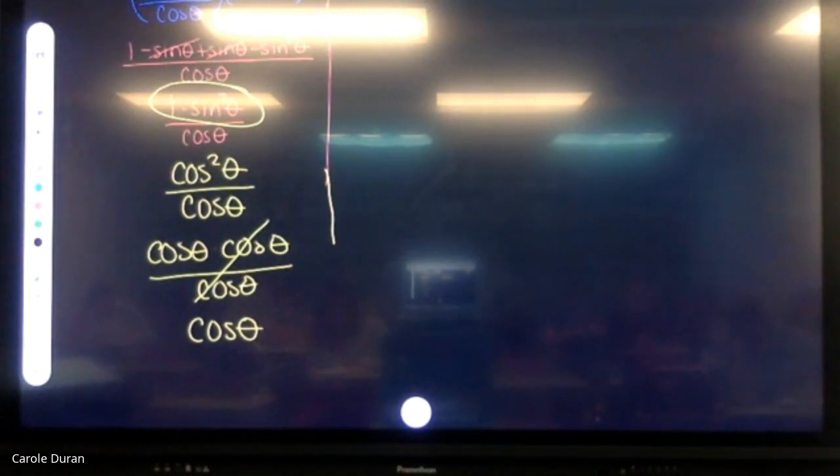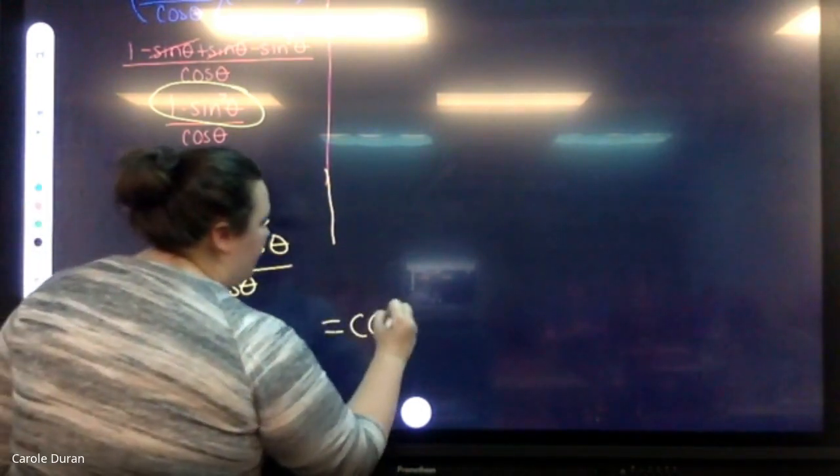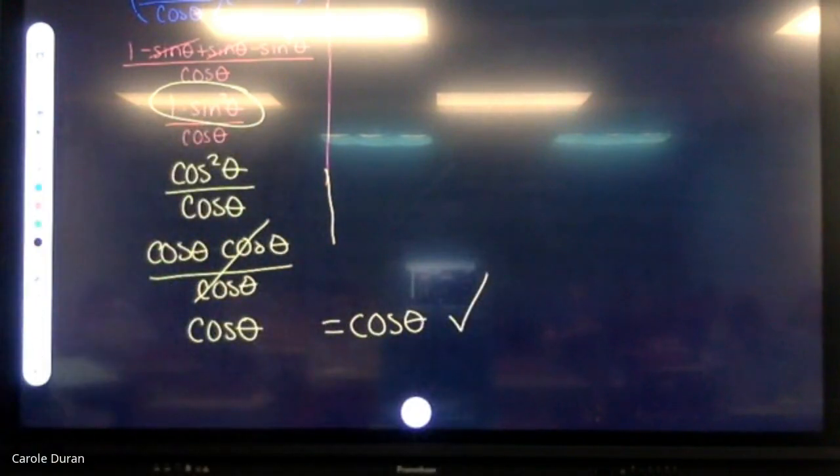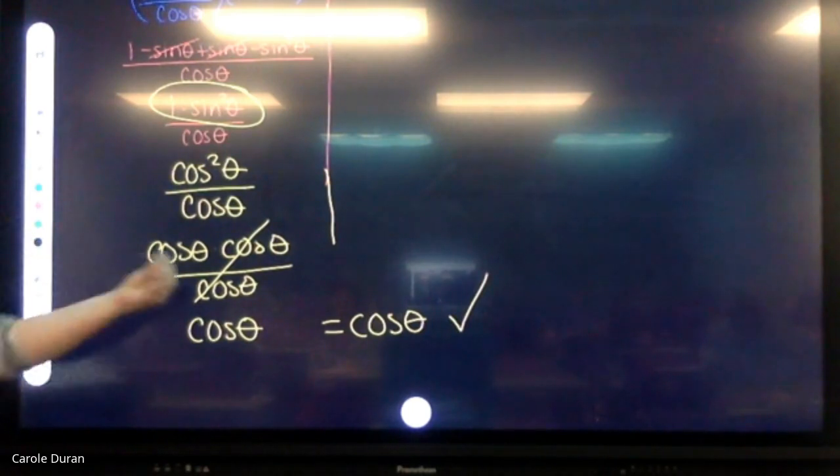Am I finished? Yes, because my left side matches my right side. So I always like to end this by showing that I have made them equal and then putting a check mark. I have now proven this identity by simplifying the left-hand side until it was equal to the right-hand side.